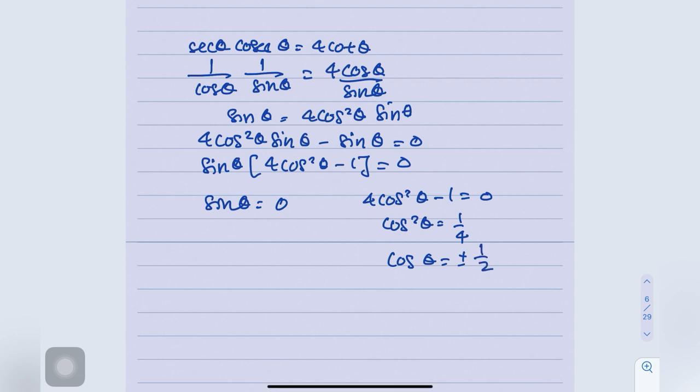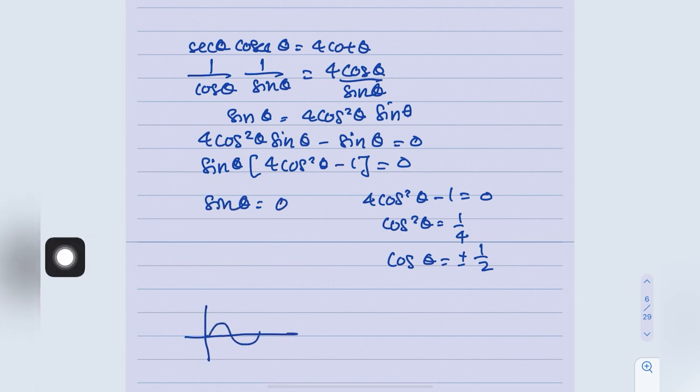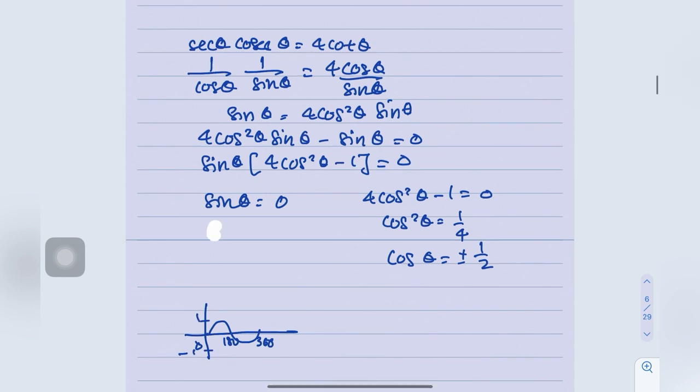Then we solve for sine theta equals 0 from the graph. We know the values 0, 180, 360, with maximum 1 and minimum negative 1. Sine theta equals 0, so then theta equals 0, 180, 360.